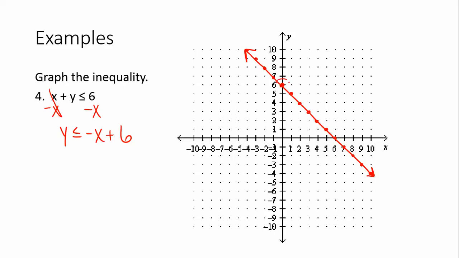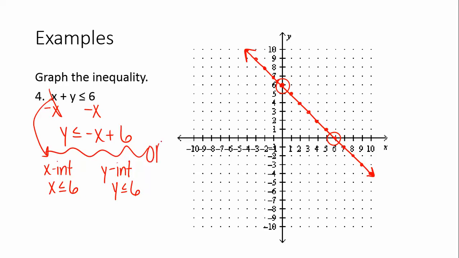Now notice where the intercepts were. If I had solved this equation finding the x-intercept, I would have plugged 0 in for y and gotten an x-intercept of 6. If I wanted to find the y-intercept, I would have plugged 0 in for x and gotten also a y-intercept of 6. So you can see that either way you graph, you get the same line.